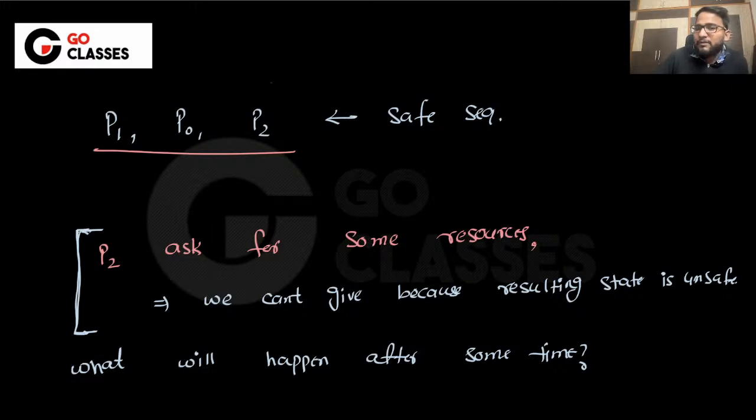If I'm giving, that means it is a safe sequence, and the resultant state is the safe state. If I'm not giving, it means that I'm asking them to wait. I'm asking P2 to wait because I'm waiting for P1 to finish, and I'm waiting for P0 to finish. Once they are finished, since this is a safe sequence, I must satisfy the P2 request, right? Okay. So I hope that is fine with you, right?